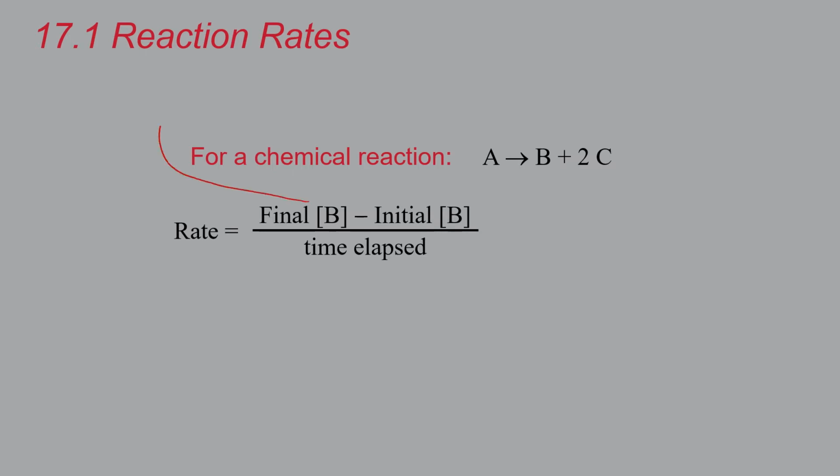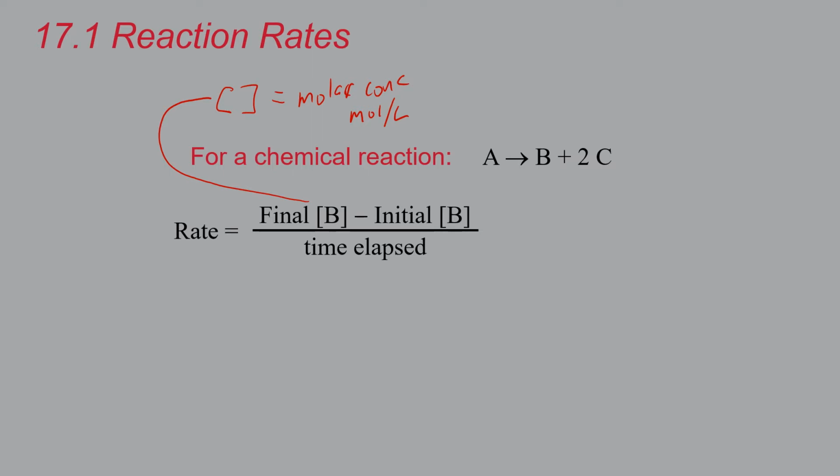Now remember that these square brackets equal molar concentration, which has units of moles per liter. And we use those square brackets because it's convenient. So we could, if we were so inclined, define the rate of that reaction as the final concentration of B minus its initial concentration over the time elapsed that you studied that.